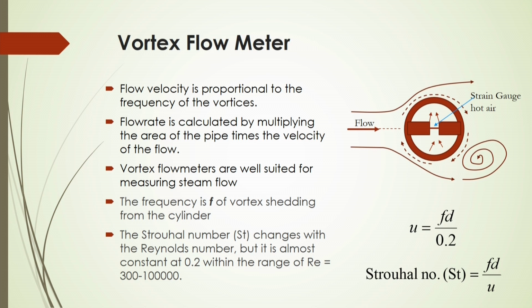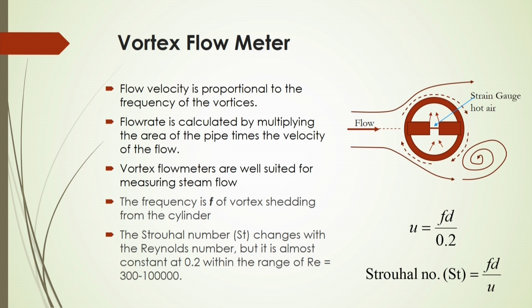So, based on the size of the tube or pipe and also the velocity of the fluid, you can say that the ratio of the vortex frequency multiplied by the diameter of the pipe to the velocity of the fluid will be constant as per Karman's principles.